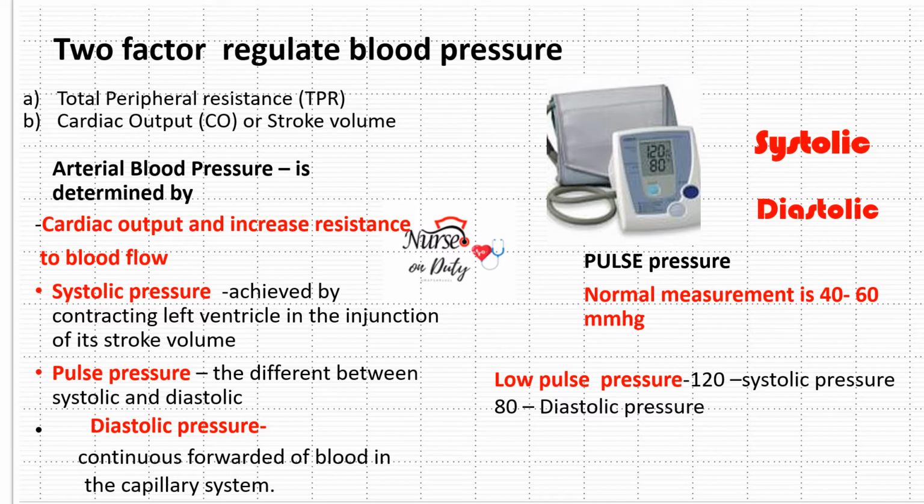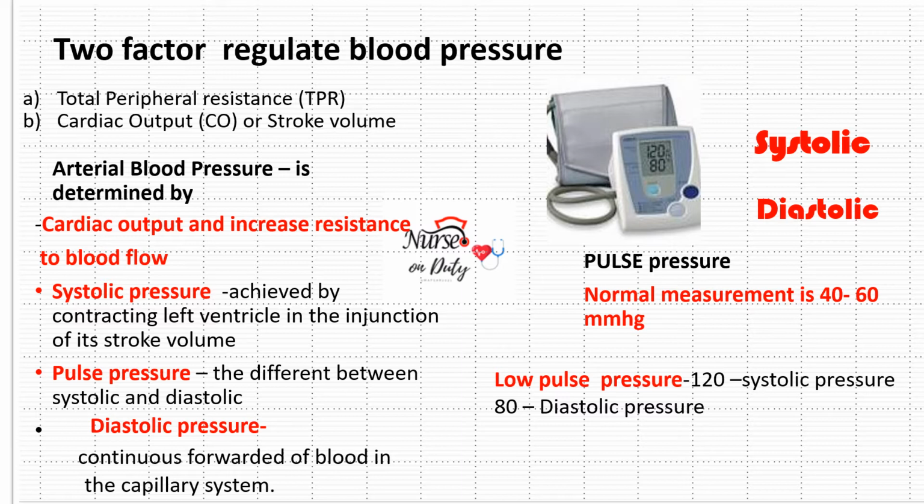In between that, we have what we call pulse pressure. The difference between systolic and diastolic. What is the use of this pulse pressure? This is used to assess the BP. The systolic pressure of 120 minus 80 equals 40 mm Hg. That is the pulse pressure. So, what is this pulse pressure for?